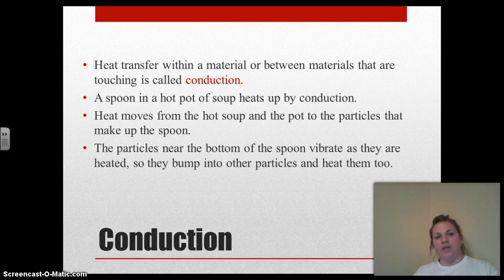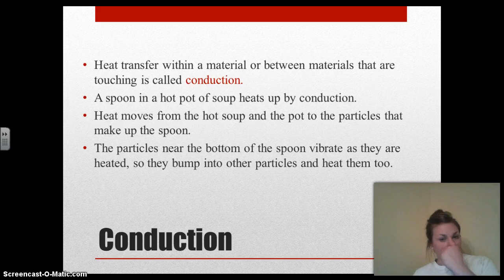Conduction is the heat transfer within a material or between materials that are touching. It's called conduction. So, if a hot spoon touches a hot pot, the spoon is going to become hot through the process of conduction. So heat moves from the hot soup and the hot pot to the particles that make up the spoon. So the hot particles inside the soup are heating up the spoon and making the spoon hot. As the spoon becomes warm, that spoon can actually transfer energy and heat to your hand and actually burn you.